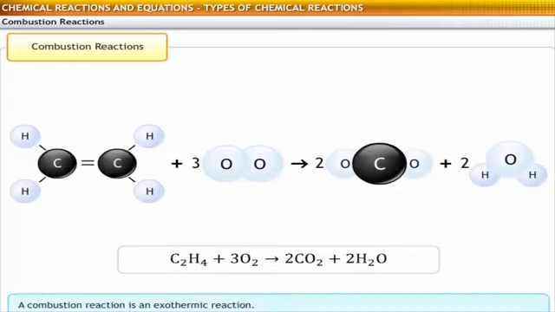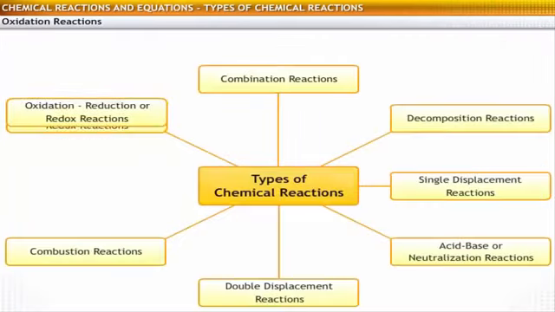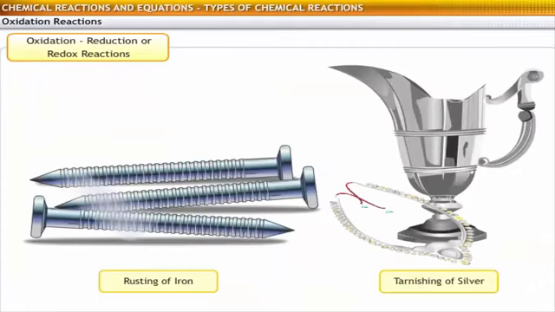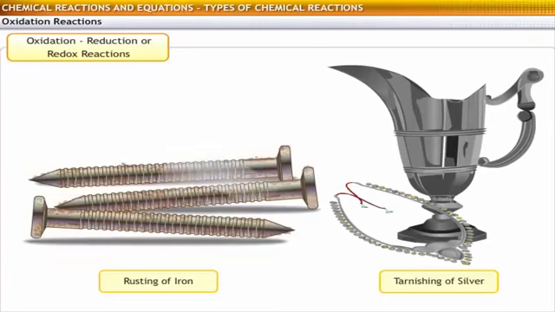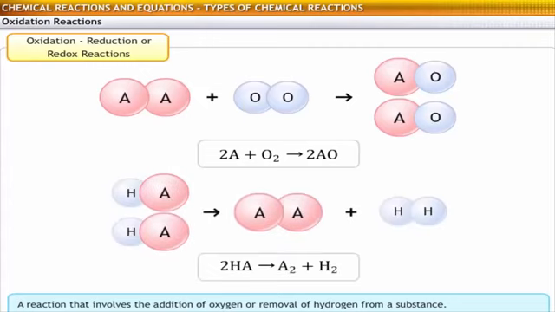As a combustion reaction results in the release of heat energy, it is an exothermic reaction. Remember, a combustion reaction cannot occur without oxygen. There are some reactions that we see every day. Most of these reactions involve oxidation, reduction, or both. Oxidation reaction involves the addition of oxygen or the removal of hydrogen from a substance. This is a simple combination reaction.